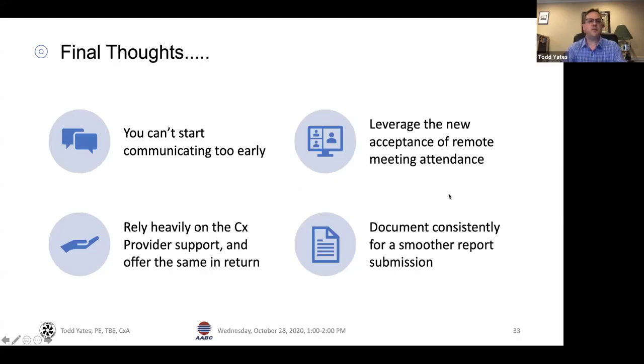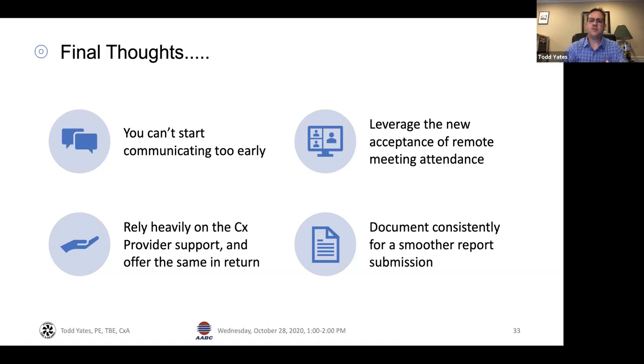And so what are my final thoughts on this? Well, you can't start communicating too early. It is absolutely impossible. Once you're under contract, and you know that, reach out. Make sure that you get invited to the commissioning kickoff meeting. If the commissioning provider is doing what I think they should be doing, you will be invited. But it does not hurt to reach out and make sure that you're involved in that.